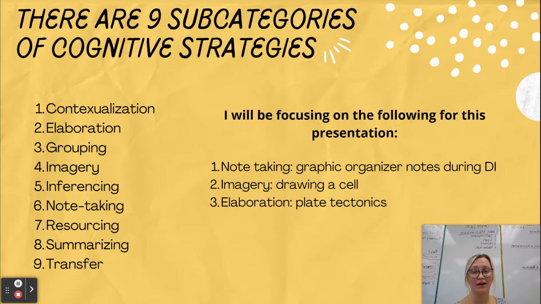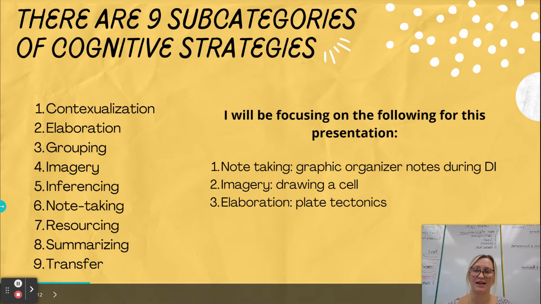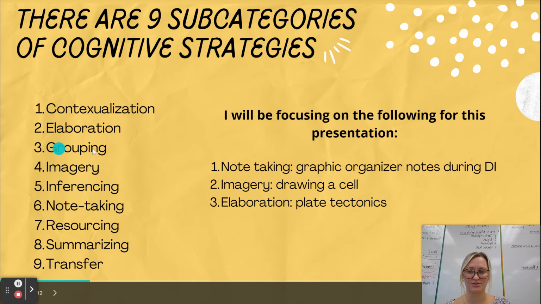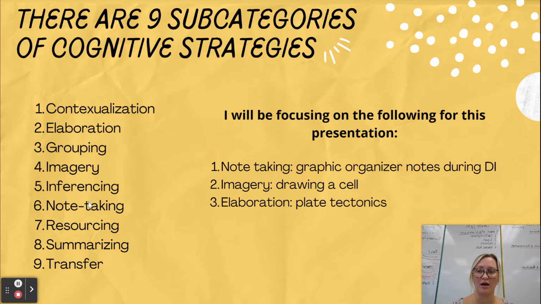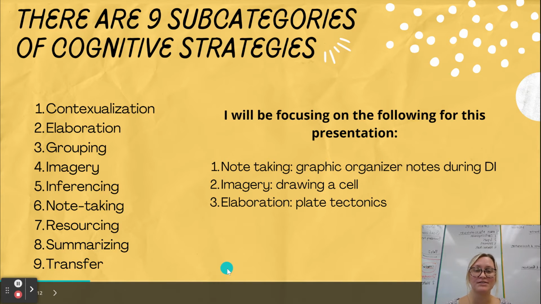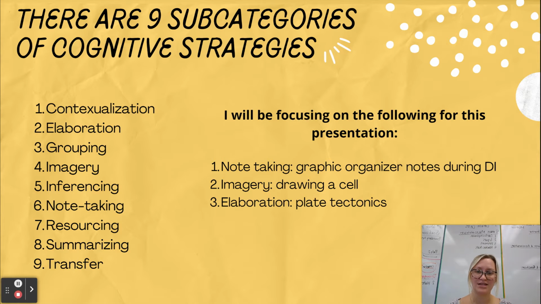So, first of all, there are 9 subcategories of cognitive strategies, so lots to choose from. I did have them listed all right here. These are just taken straight from our textbook. But today I'm going to be focusing on the following: note taking, imagery, and elaboration.